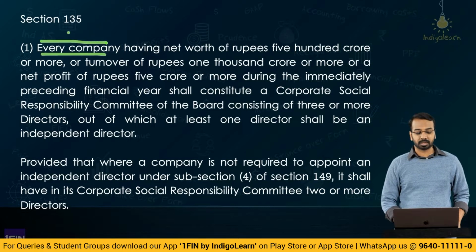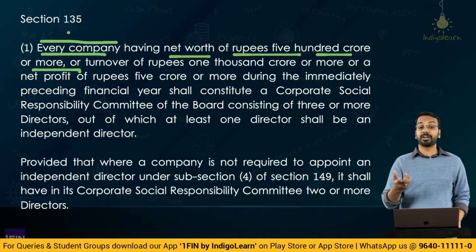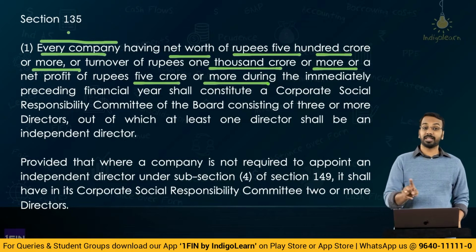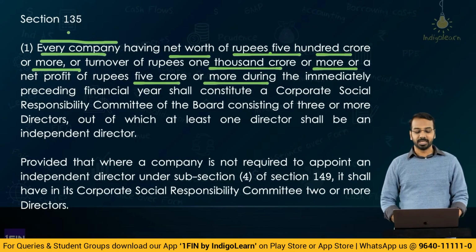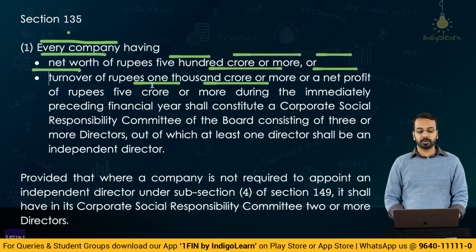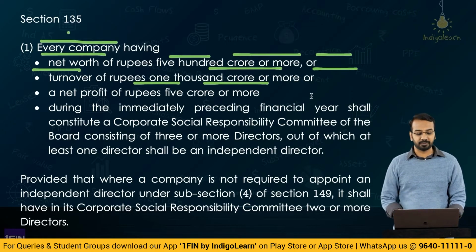So, all the companies under the Companies Act having, now what are the criteria? Net worth of rupees 500 crore or more, or turnover of rupees 1000 crore or more, or a net profit of rupees 5 crore or more during the immediately preceding financial year. So, there are three criteria. What are the three criteria? First criteria is net worth of what? Of 500 crore or more. Then, second criteria is turnover. Turnover of rupees 1000 crore or more. Third criteria is net profit. Net profit of rupees 5 crore or more during the immediately preceding financial year.